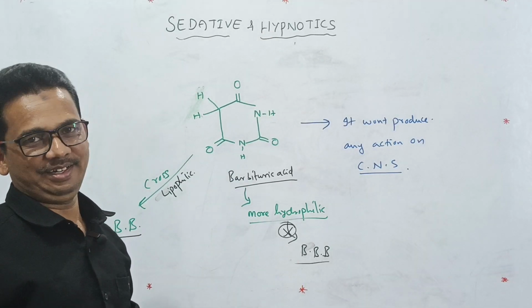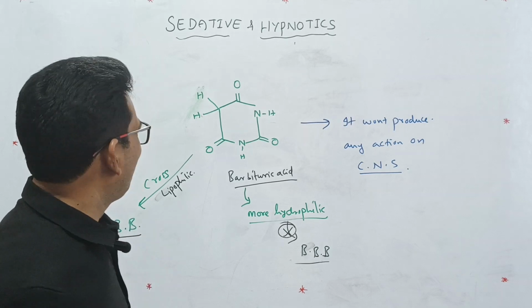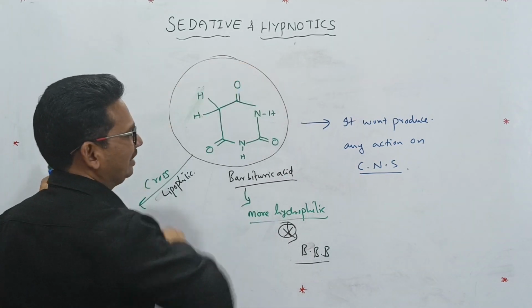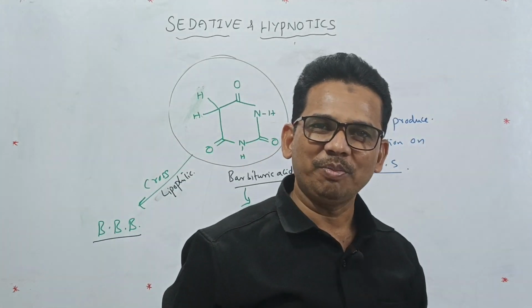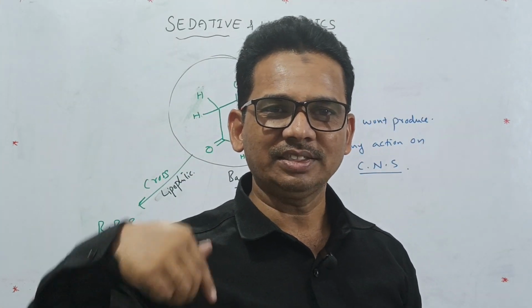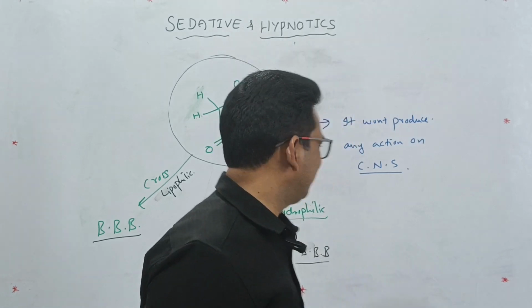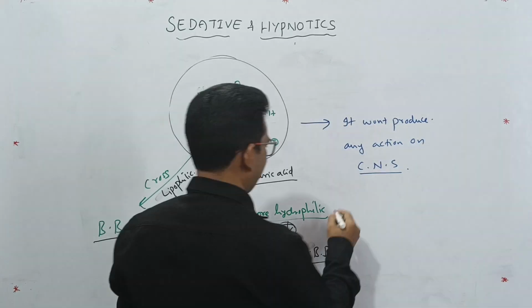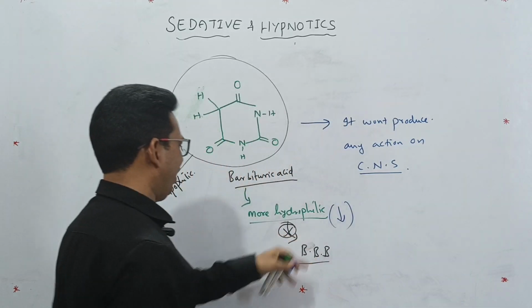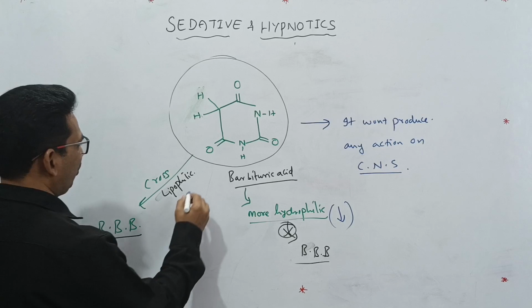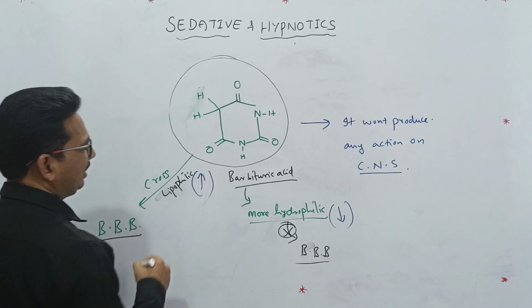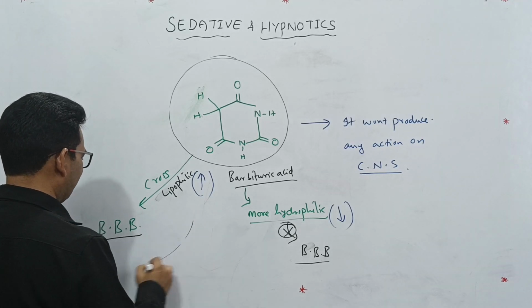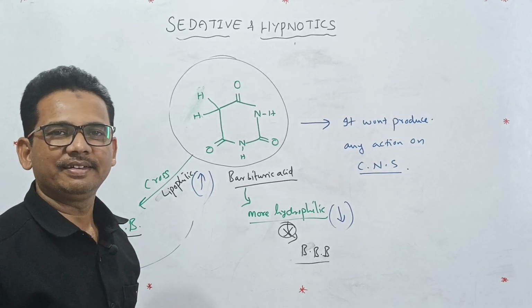That is the reason we are going to modify this barbituric acid to produce more biological action and to cross the blood-brain barrier. It means what? Hydrophilicity we have to decrease, because it is more hydrophilic. Then what we have to increase? Lipophilicity we have to increase. Then easily it is going to cross the blood-brain barrier.